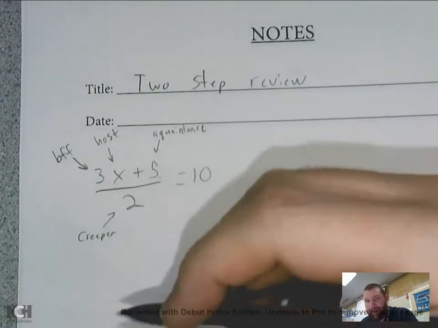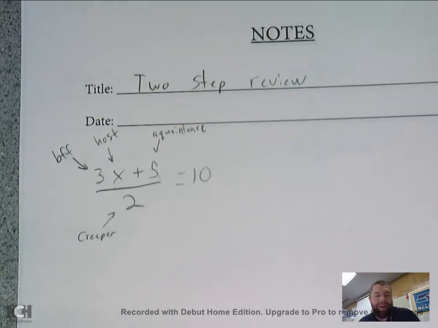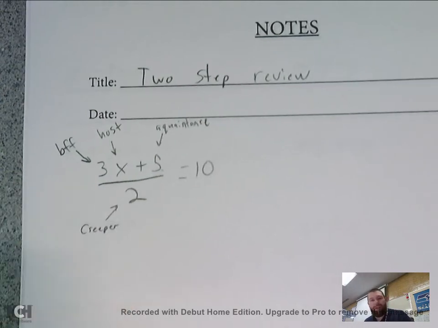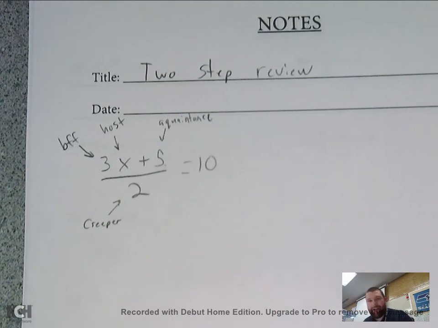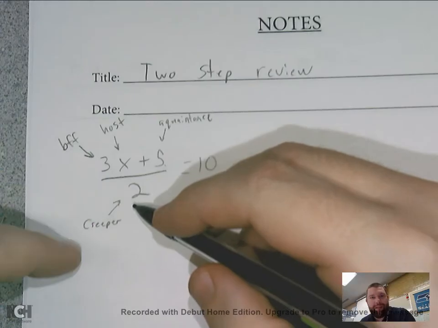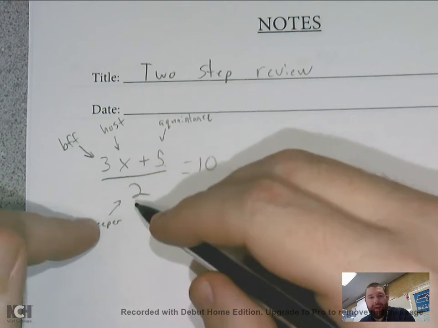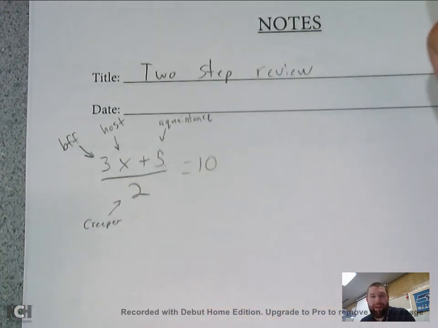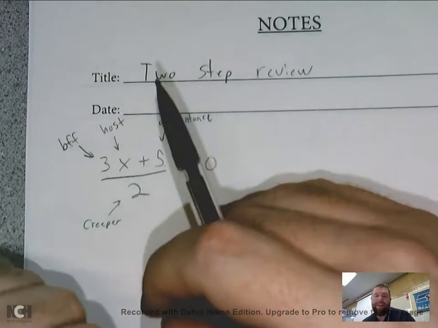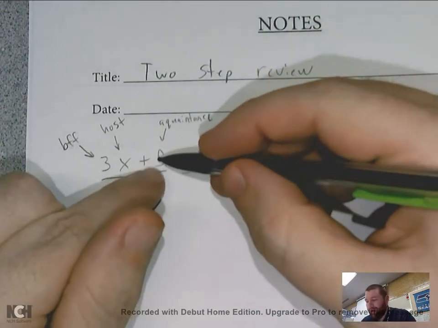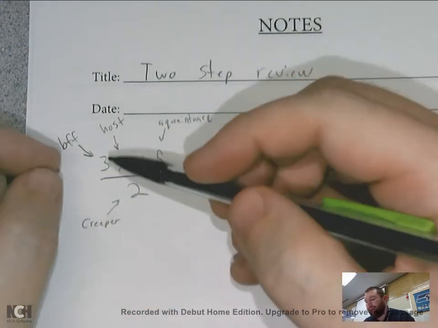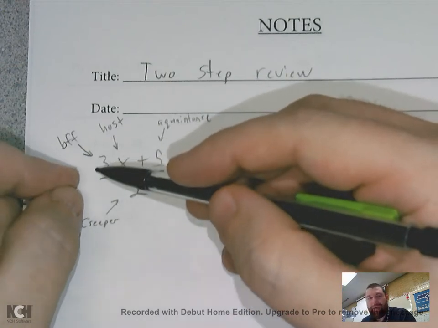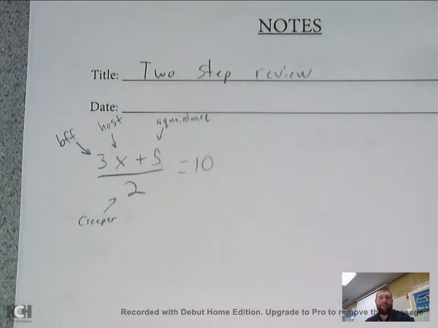The reason I talk about this is because there's an order that makes sense when you're moving things away from the variable. This creeper is going to be the first one to go. He's not really there for the party. He's there because he went to the wrong party or something. So he's the first one to go. Then the acquaintance would be the next one to leave. So the person that's adding or subtracting would be the next one to leave. And then the best friend, the one that's multiplying here, is the last one to leave. So that's why we use this analogy.